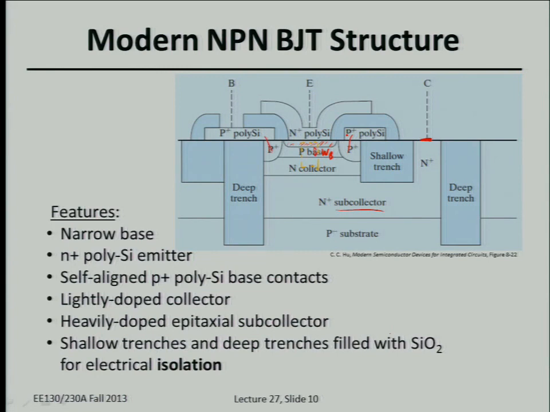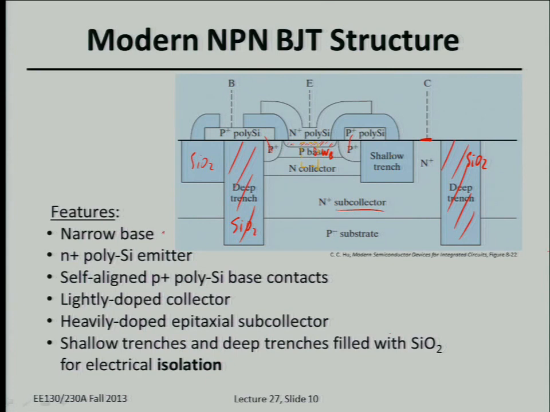Oh, and then just like for MOSFETs, we have deep trenches etched into the silicon and filled with silicon dioxide. These are to electrically isolate one transistor from the other. So everywhere where you see this light blue, this is insulating, non-electrically conductive silicon dioxide to isolate this structure. Okay. Let's see if there's anything else.